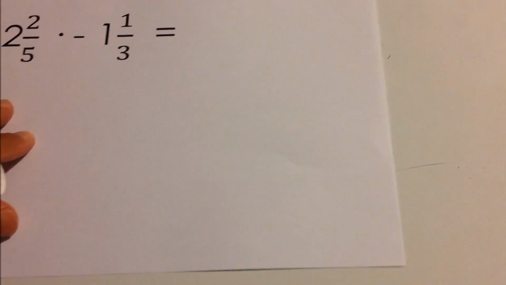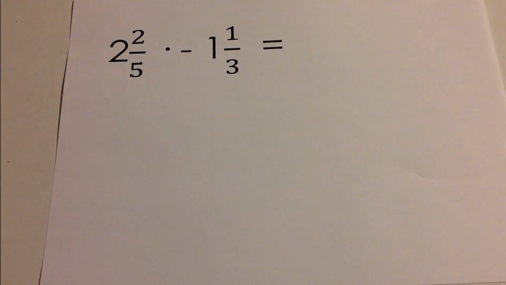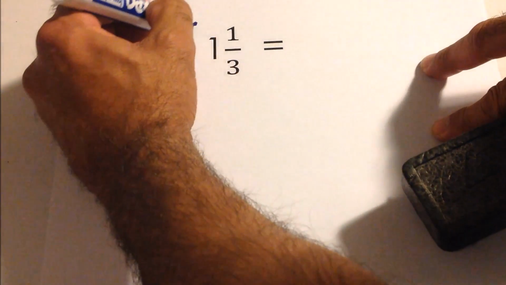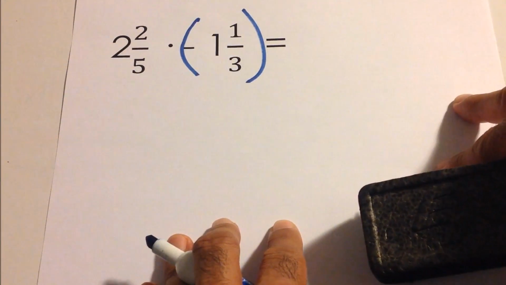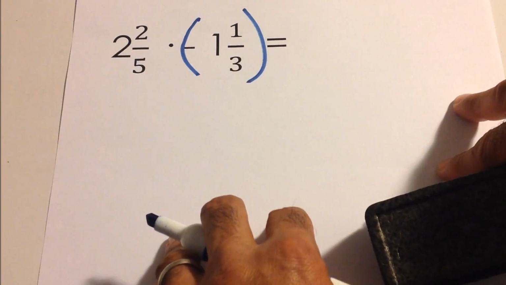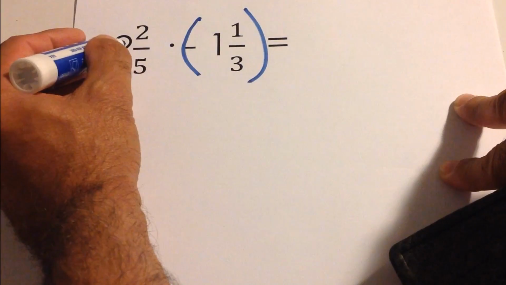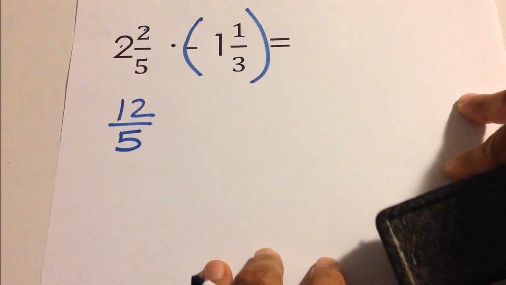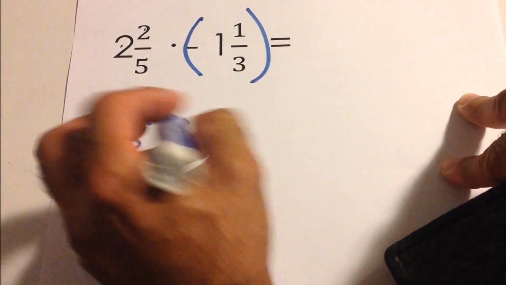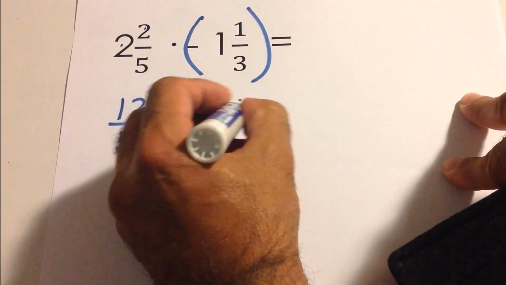So let's look at a problem. We have 2 2/5 times negative 1 1/3. We should put parentheses around that, make it look better. So the first thing we should do is make sure that they're all improper. Right now they're mixed numbers. So again, 5 times 2 is 10, plus 2 is 12. So that gives us 12/5. Times 3 times 1 is 3, plus 1 is 4. Negative 4/3.